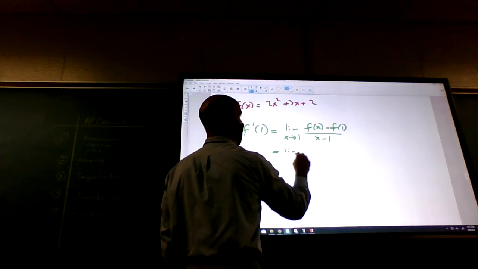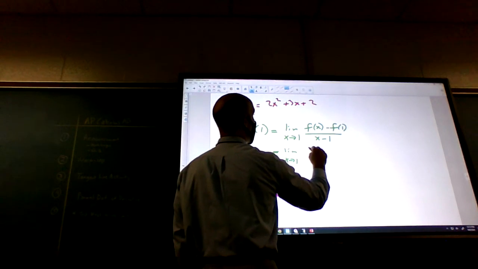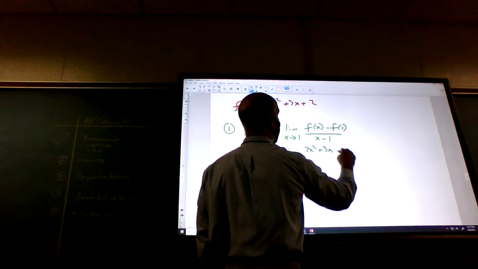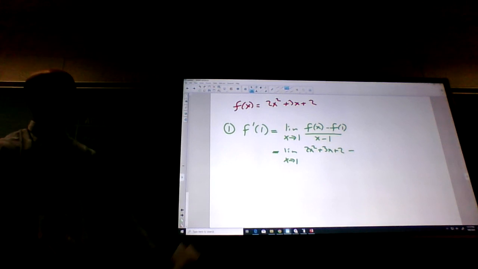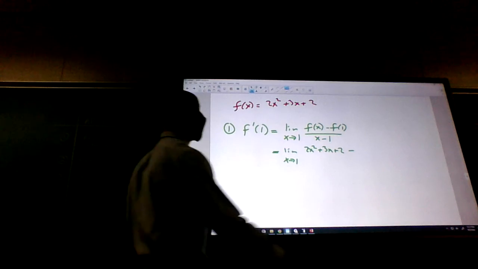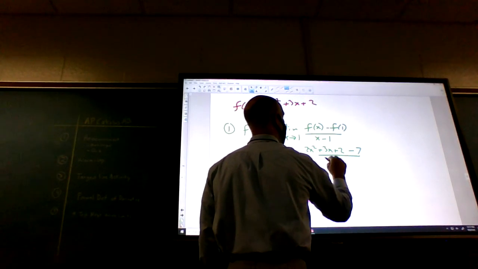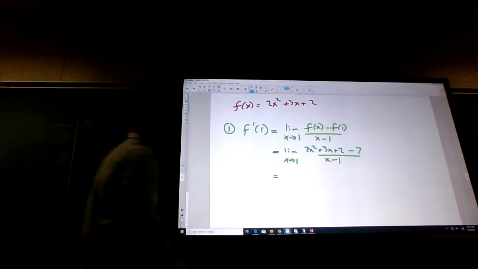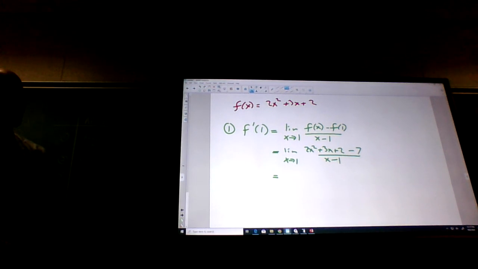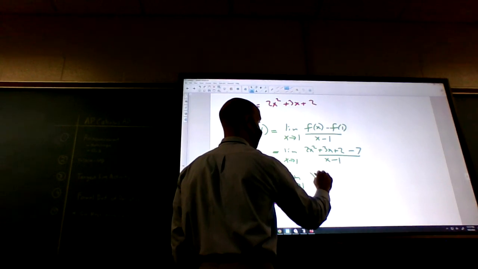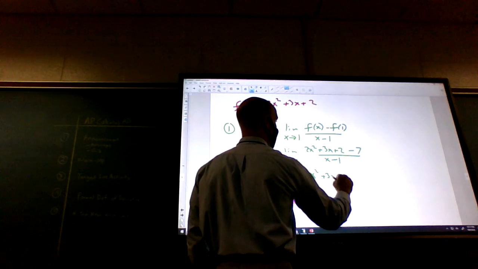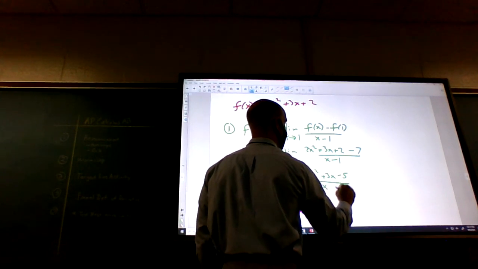So this is going to be the limit as x goes to 1 of 2x squared plus 3x plus 2 minus. Now we got to figure out what f of 1 is. Well, if you plug 1 in that thing up there, what do you get? You get 7. So this is 7 over x minus 1. Now we need to clean things up. What's 2 minus 7? I think that's going to give us a minus 5. The limit as x goes to 1 of 2x squared plus 3x minus 5 all over x minus 1.